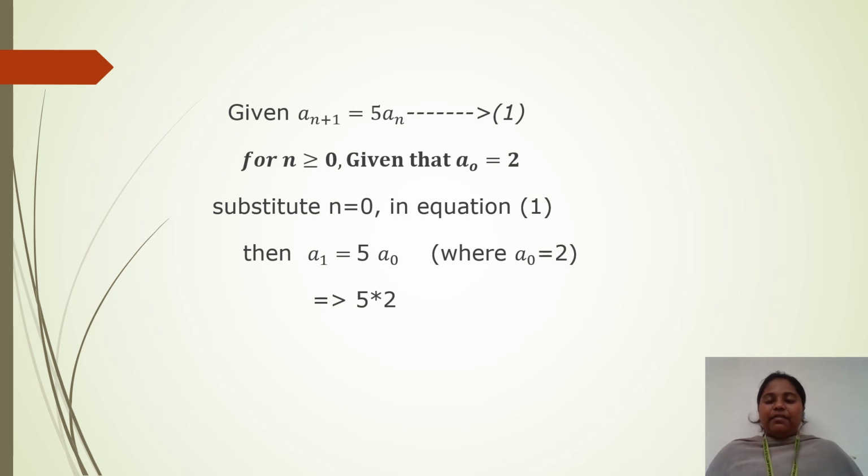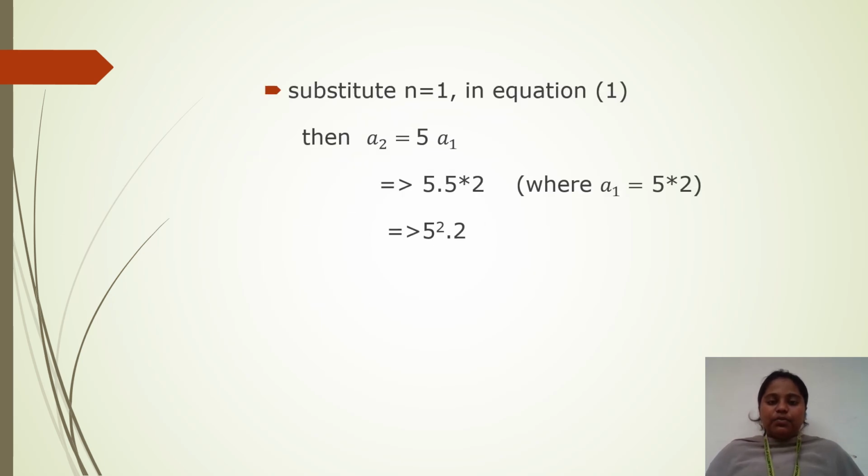First we write what is given in the problem. Given a_(n+1) equals 5 a_n, note it as equation 1, with the condition n greater than or equal to 0 and a_0 equals 2. Substituting n equals 0 in equation 1, we get a_(0+1) equals 5 a_0, so a_1 equals 5 a_0. Here a_0 equals 2, so a_1 equals 5 times 2.